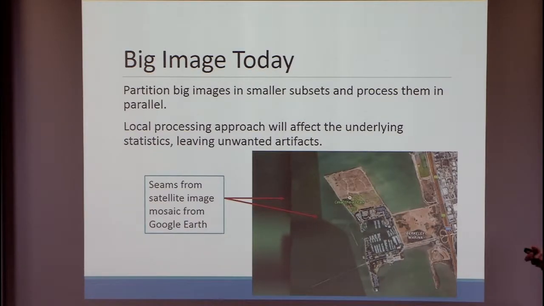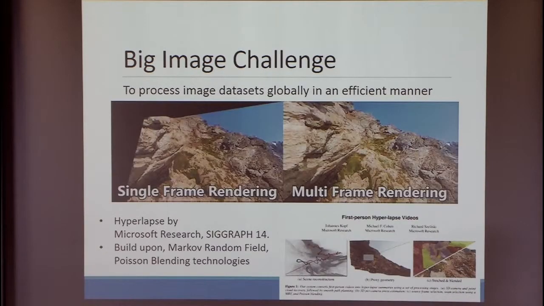What we want to do is process the images as an entire data cube in an efficient manner. Doing that gives you novel ways of doing image processing. We're going to do a comparison from Hyperlapse, a Microsoft SIGGRAPH paper from this year. The left side is single-frame rendering, and the right side is multi-frame rendering. Basically, the right side is rendered based on the entire data cube itself.